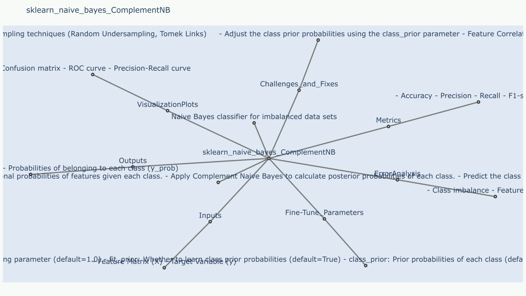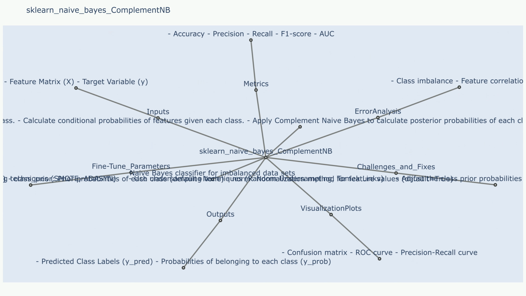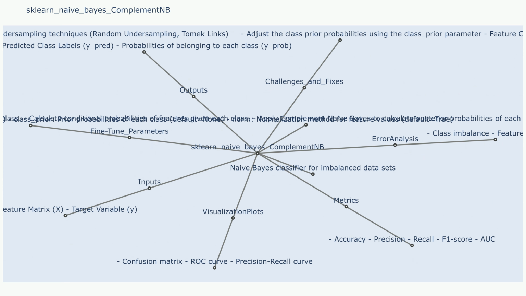Metrics. Accuracy. This metric measures the percentage of correctly classified instances. Precision. This metric measures the proportion of correctly predicted positive instances among all predicted positive instances. Recall. This metric measures the proportion of correctly predicted positive instances among all actual positive instances. F1 score. This metric is the harmonic mean of precision and recall. ROC AUC. This metric measures the area under the receiver operating characteristic, ROC, curve, which represents the trade-off between true positive rate and false positive rate.